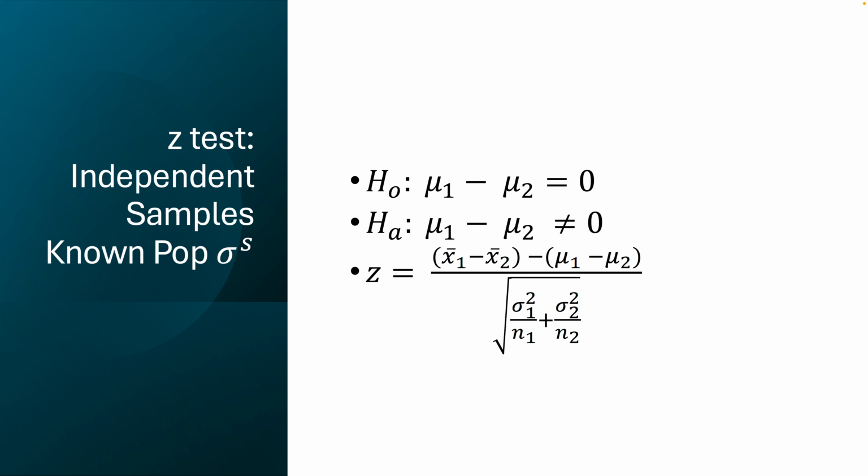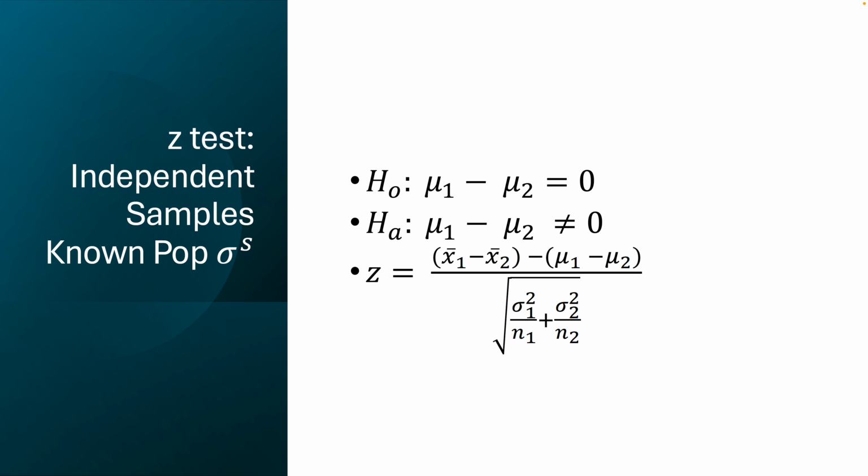We have two scenarios again, whether we know the population standard deviations or we do not know the population standard deviations. In case we know the population standard deviations, we use the formula z equals sample 1 mean minus sample 2 mean, minus the population 1 mean and population 2 mean difference, which are our hypothesized means, and divide by the standard error formula, which is shown here.